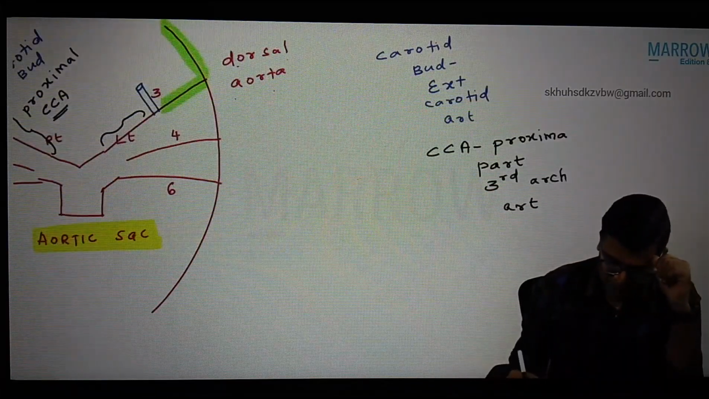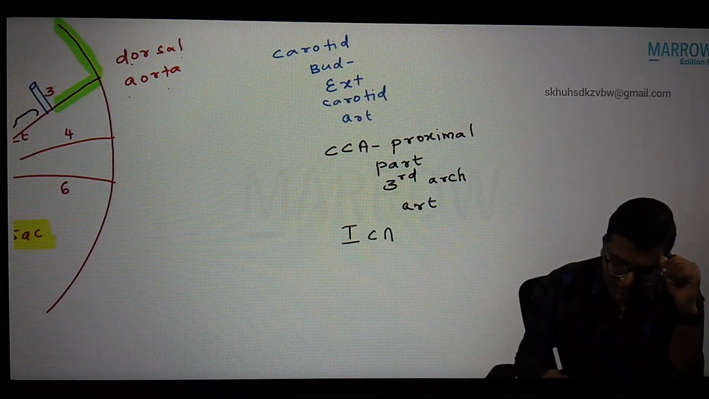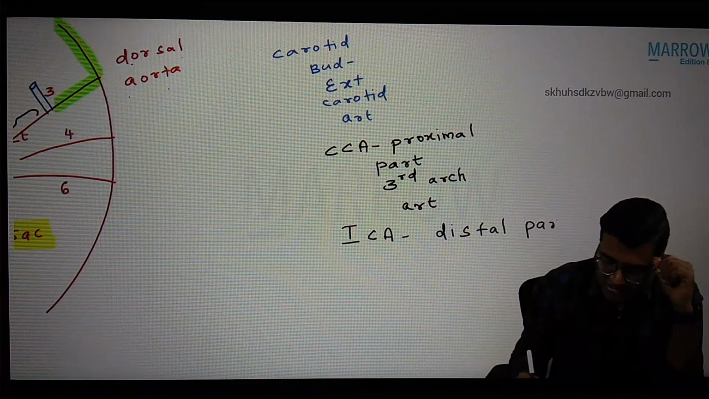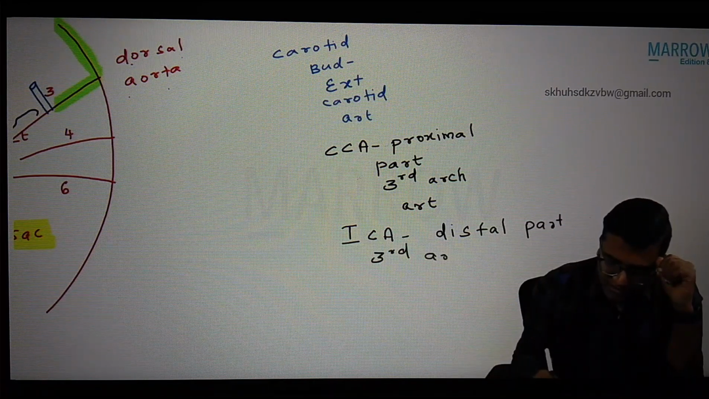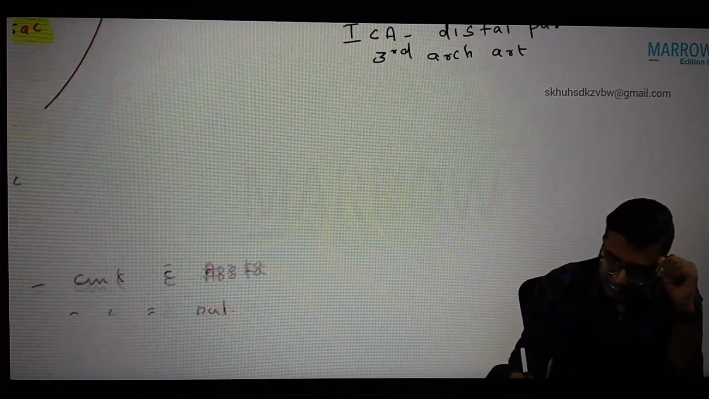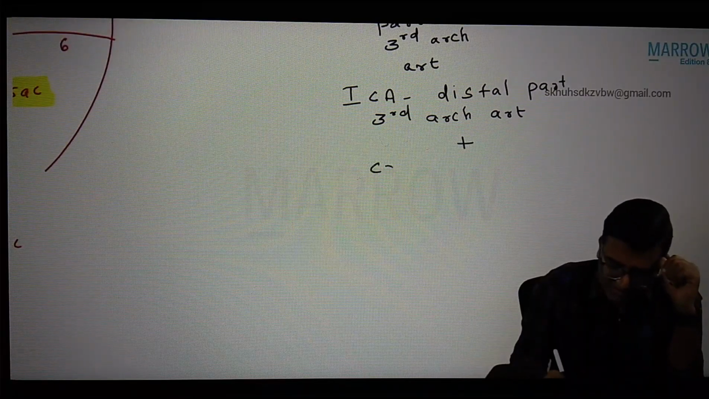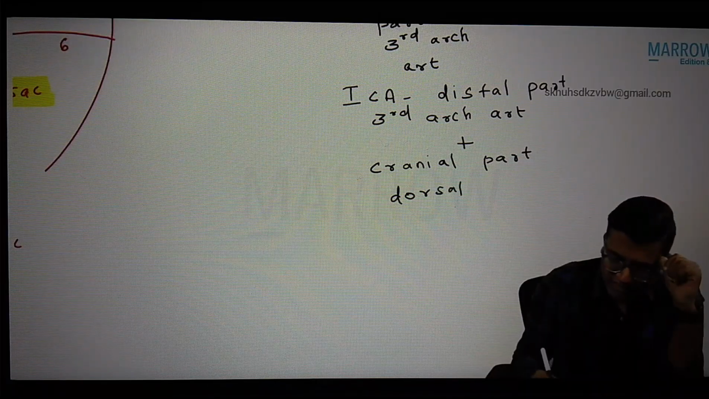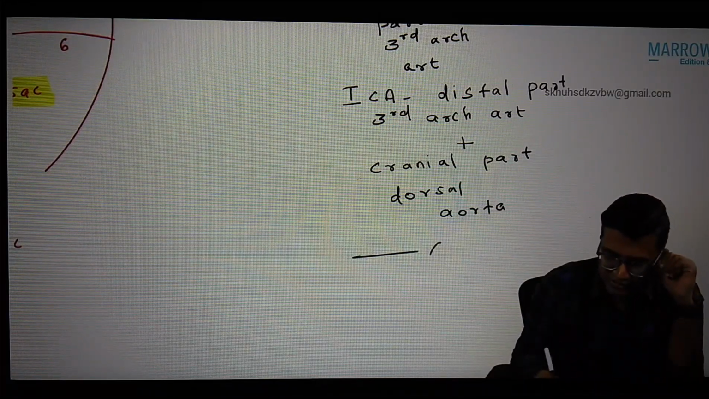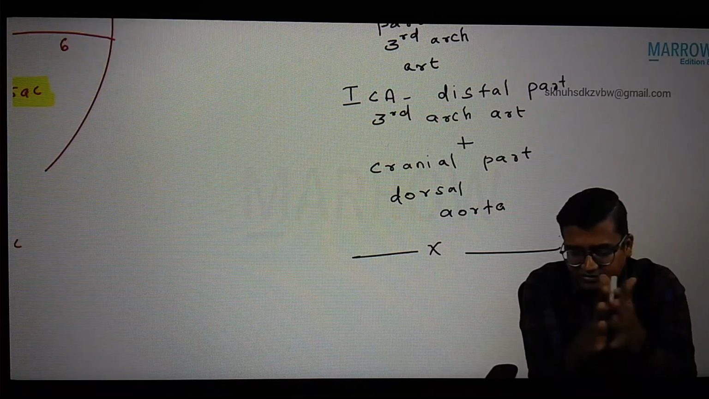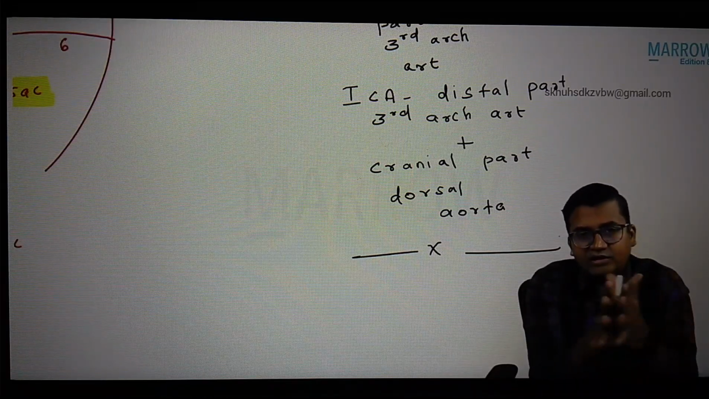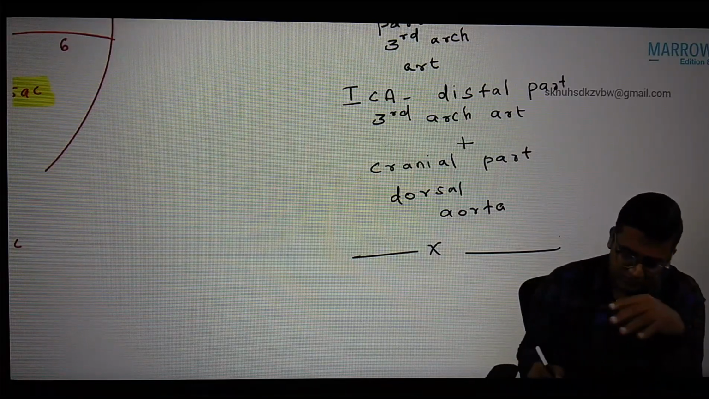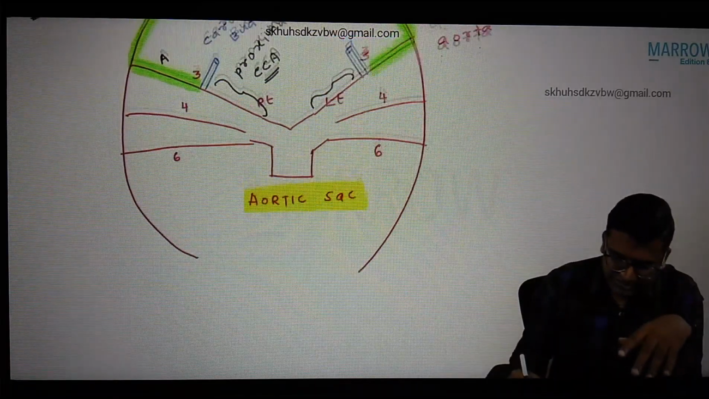Now please write. Internal carotid artery is derived from the distal part of the third arch artery plus the cranial part of dorsal aorta. So internal carotid is derived from the distal part of third arch artery plus the cranial part of dorsal aorta. Is that clear? Any doubt? No doubt. Shall we proceed?